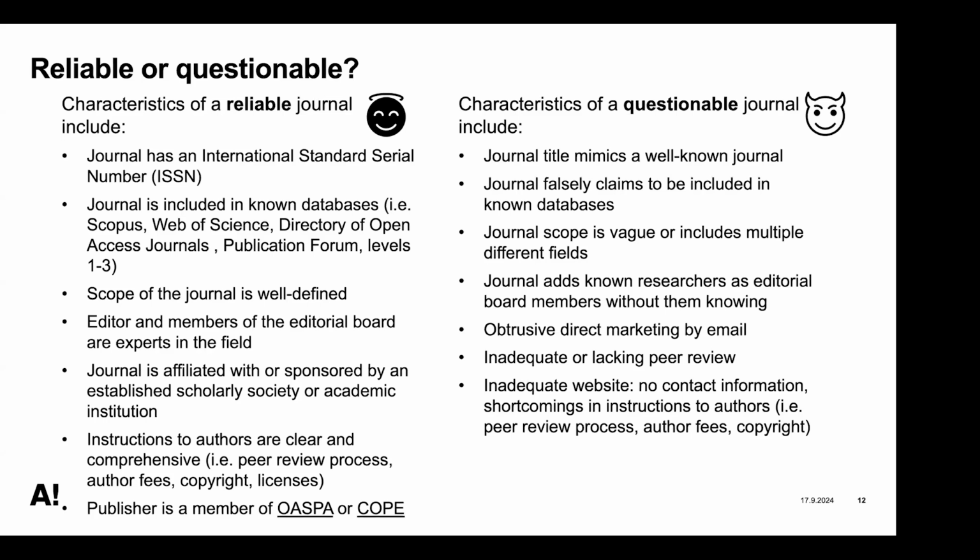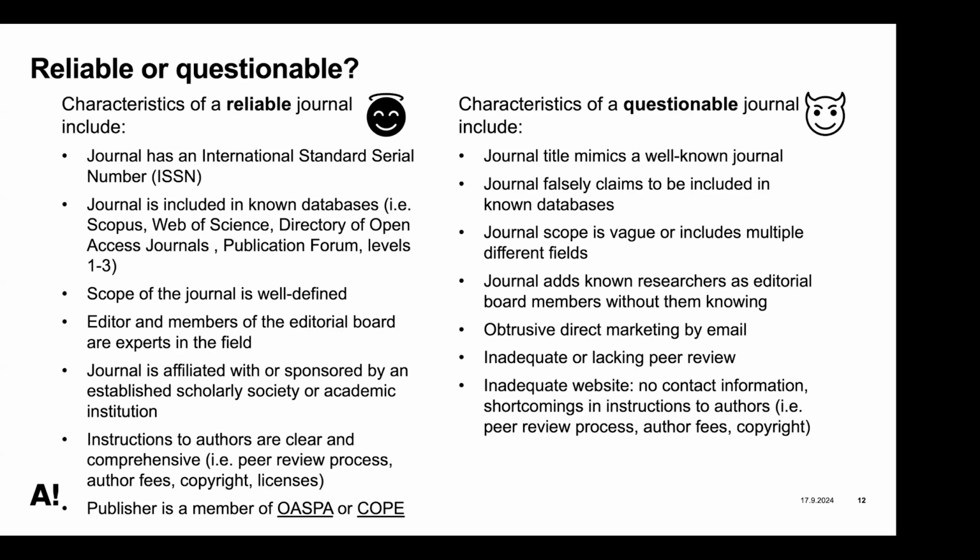This is how you can try to identify reliable and questionable journals. On the left, we have the characteristics of a reliable scientific journal. First of all, the journal has an international standard serial number, ISSN. The journal is typically indexed in well-known databases such as Scopus, Web of Science, Directory of Open Access Journals, or the Publication Forum. The journal has a clear and focused scope outlining its specific area of study.